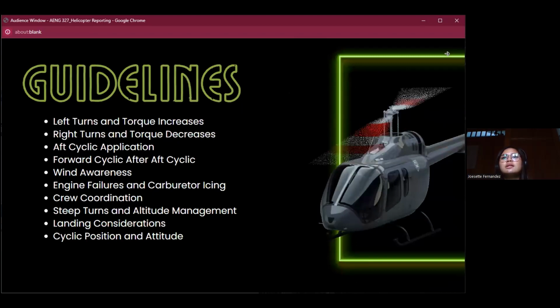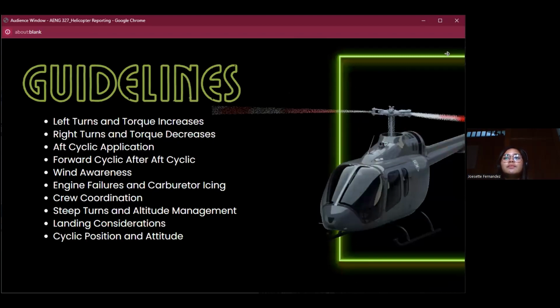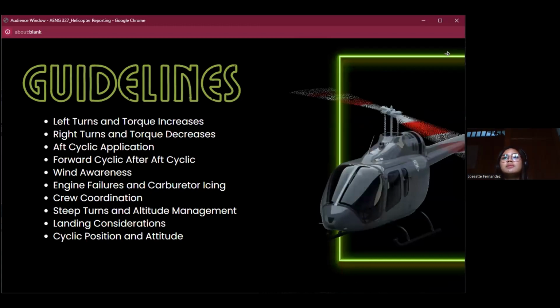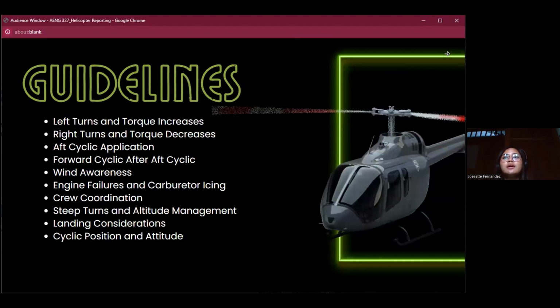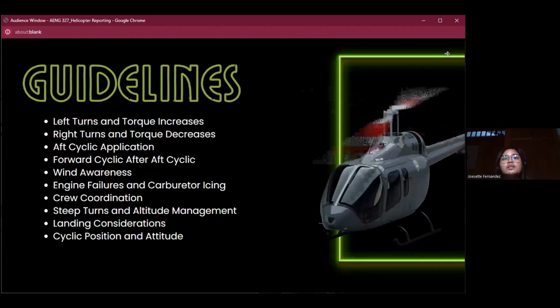Wind awareness: understanding the direction and strength. Wind affects helicopter stability and performance. You must adjust your flight path accordingly. Engine failures and carburetor icing: ignoring carburetor air temperatures can lead to carburetor icing, which may cause engine failure.